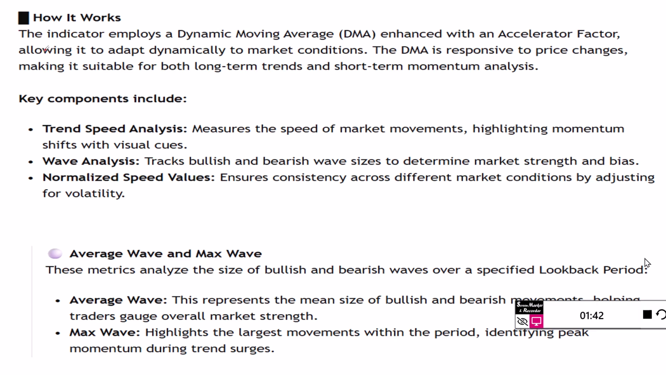So now we dig deep into it. How does it work? This indicator employs a dynamic moving average. So hence this is the main thing we have. And apart from that, the key components are the Trend Speed Analyzer. You measure the speed of the market momentum, highlighting momentum and shift visually. So that's what we want. We want to see the momentum and the shift in momentum so that we can take corrective action and enter the trade.